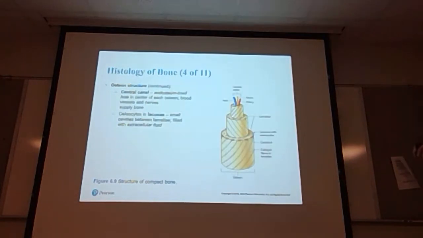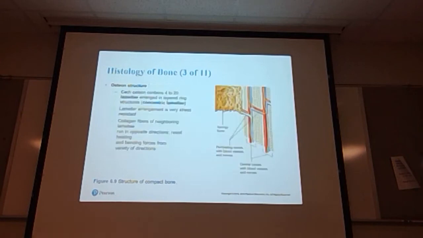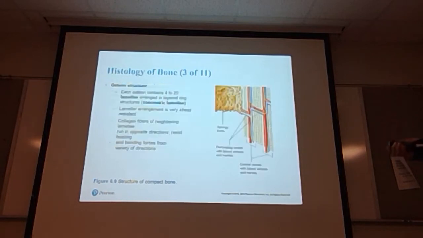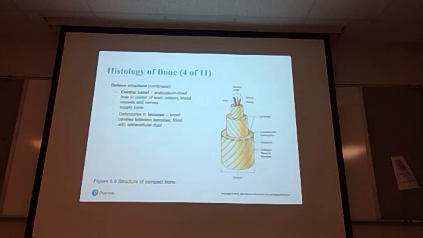The central canal is the channel that runs down through the middle of the osteon. If you look back here, you see the red and blue vessels and the yellow nerve. That is running down through the central canal. It is lined with endosteum. It contains blood vessels and nerves that supply the bone.